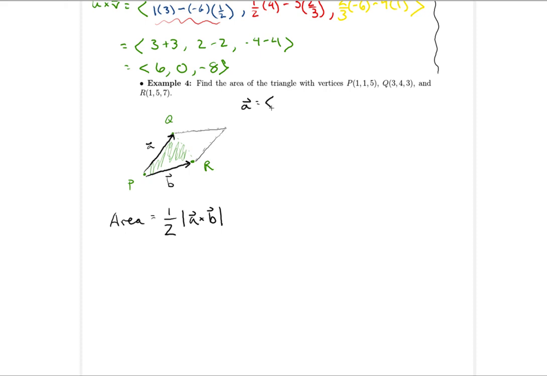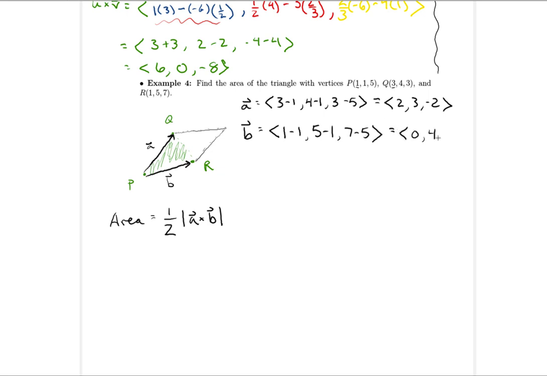So that means let's take P and Q. Q is our terminal point. So let's take 3 minus 1, right? So I'm taking this 3 minus this 1. 4 minus 1 and 3 minus 5. So that must mean A is the vector 2, 3, -2. And then the vector B would be R minus P. So that's going to be 1 minus 1, 5 minus 1, and 7 minus 5. So that'll be 0, 4, 2.